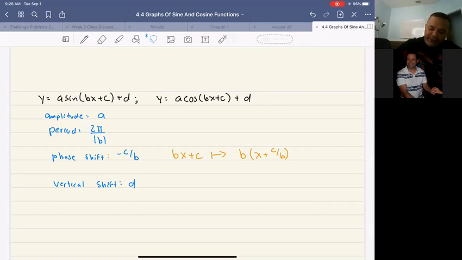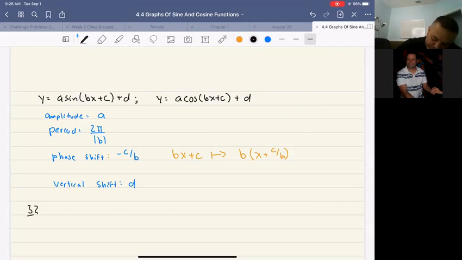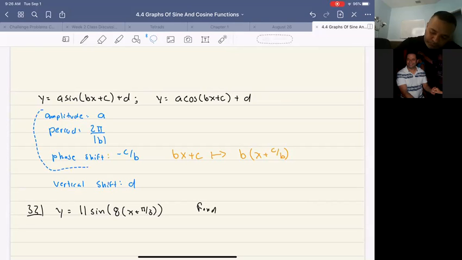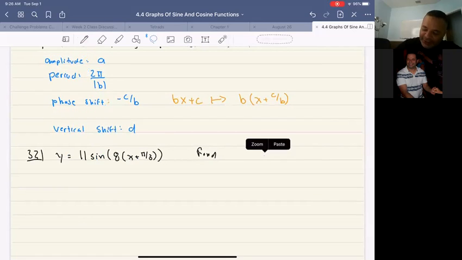So in number 32, what we're given is y equals 11 sine of 8 times x plus pi over 3. We're not asked to graph it. We're asked to find the amplitude, period, and phase shift.